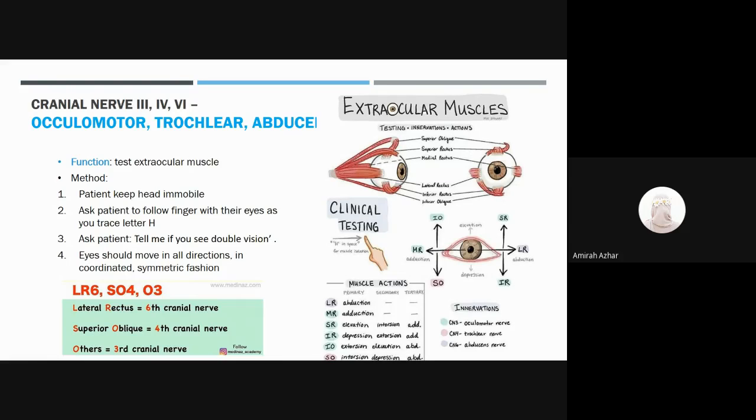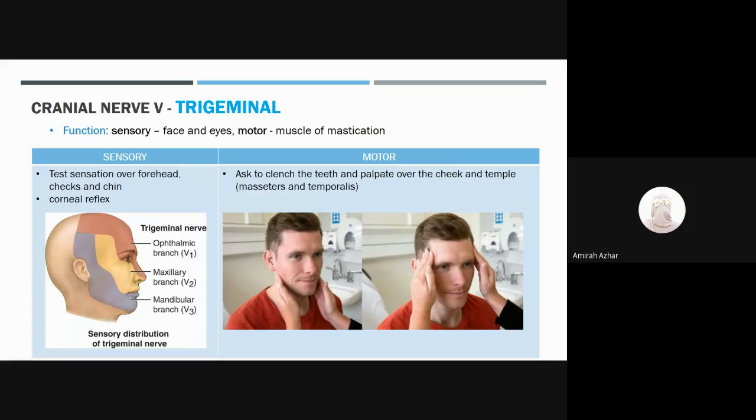But in baby neonates, you cannot assess this. The baby cannot trace your H. So how would you do? You will attract the patient once again with a colorful toy to capture the child's attention. Now you can see the movement of the extraocular muscles. Next.